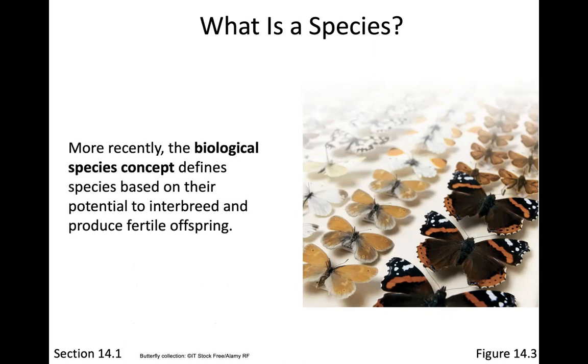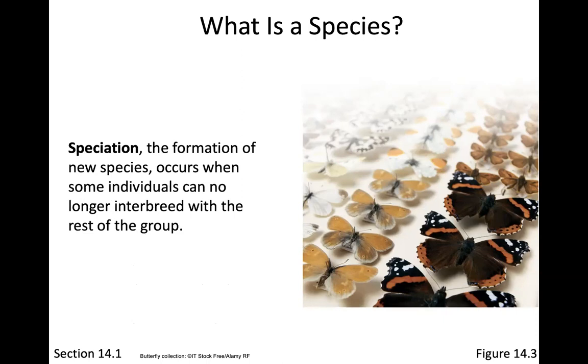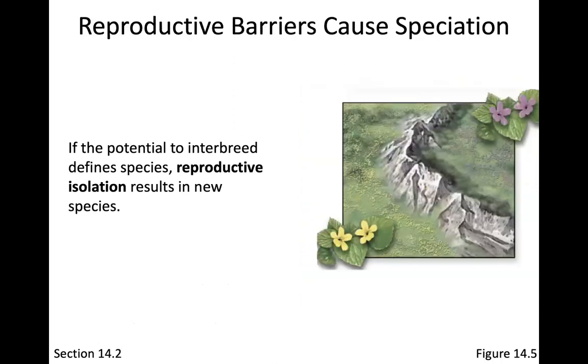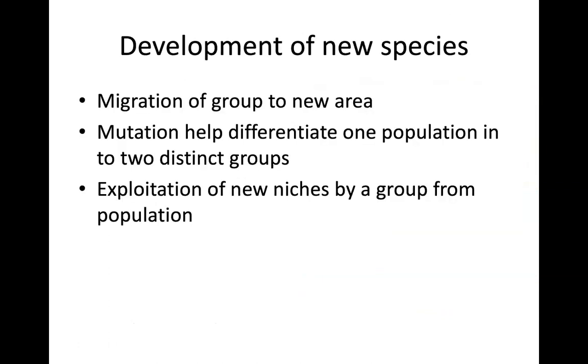More recently, the biological species concept defines species based on their potential to interbreed and produce fertile offspring. Speciation is the formation of new species, which occurs when some individuals can no longer interbreed with the rest of the group. If the potential to interbreed defines the species, reproductive isolation results in the new species. So the development of new species could be the migration of a group to a new area. Mutations help to differentiate one population into distinct groups. The exploitation of new niches by a group from a population.